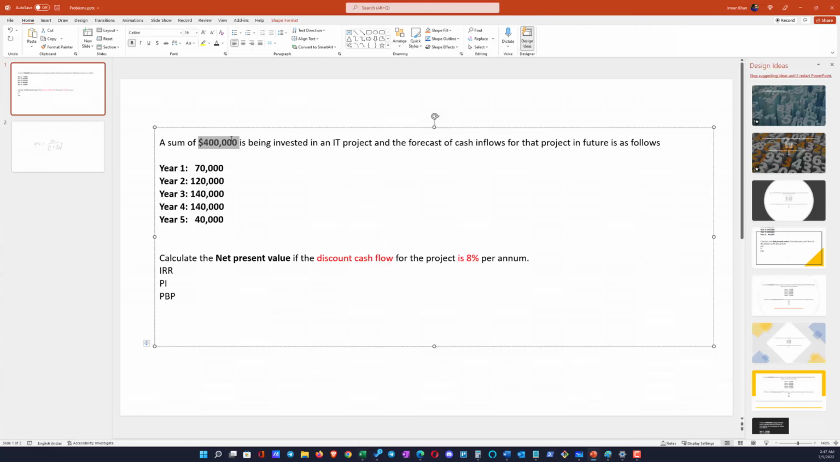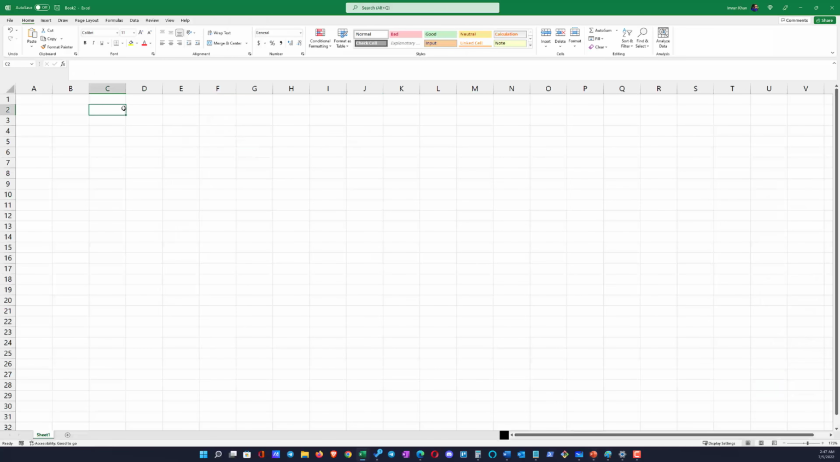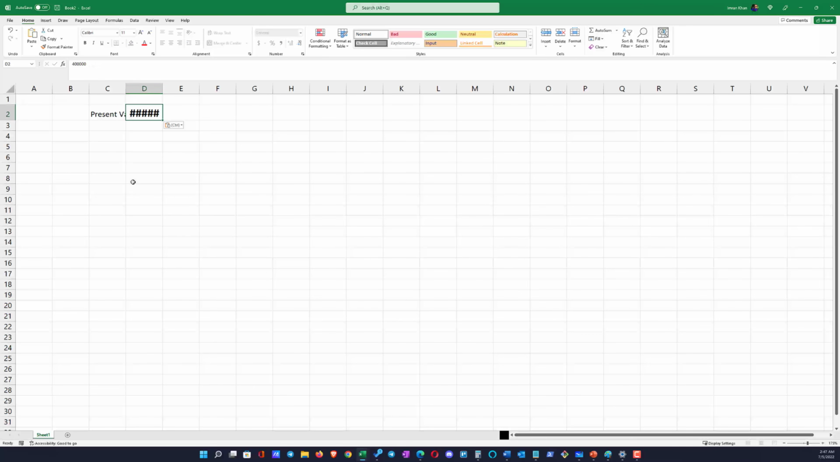A sum of $400,000 is being invested in the project. What does it mean? It means that we are spending $400,000 right away, which is happening in the present time. So the present value for our investment is $400,000. Let's write that down here: present value is $400,000.